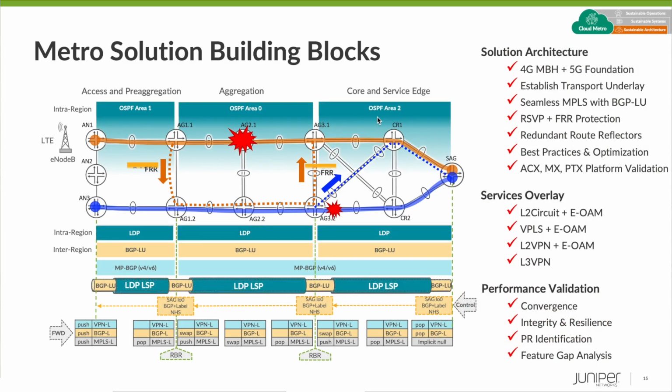We went a step further and updated the topology to compare performance against different protocols, ISIS versus OSPF, and LDP with remote LFA versus RSVP with fast reroute. We validated all these different combinations.